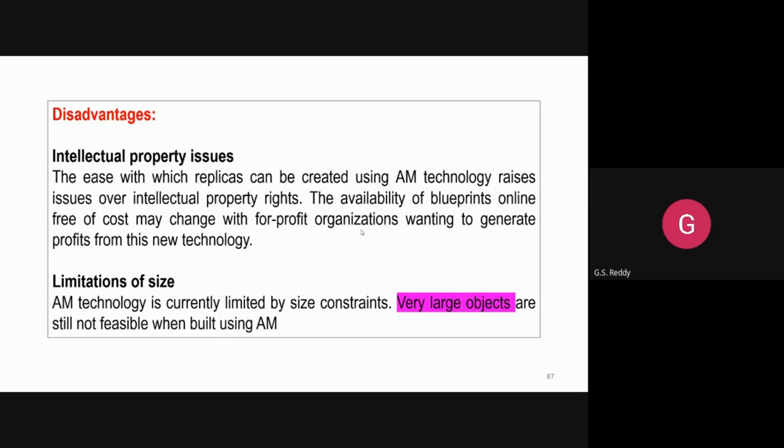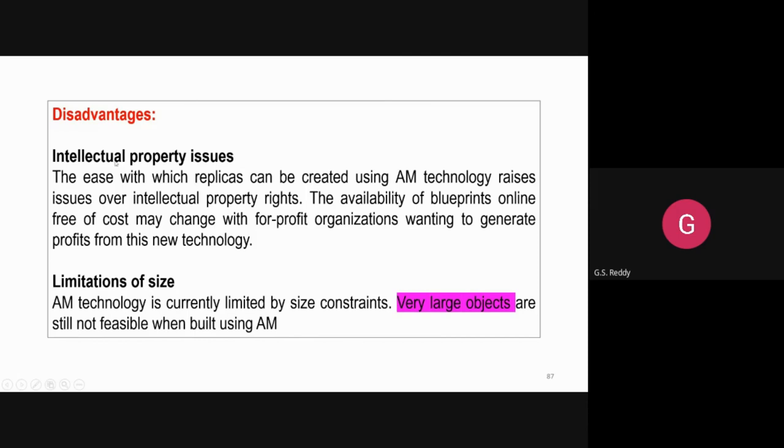So what I'm trying to say is that a piston is somebody's patented product. You buy it and scan it, and you get a complete 3D CAD model. So if you need only 10 pistons, why not make them by AM and use them? So the intellectual property rights are involved. That is a government problem.